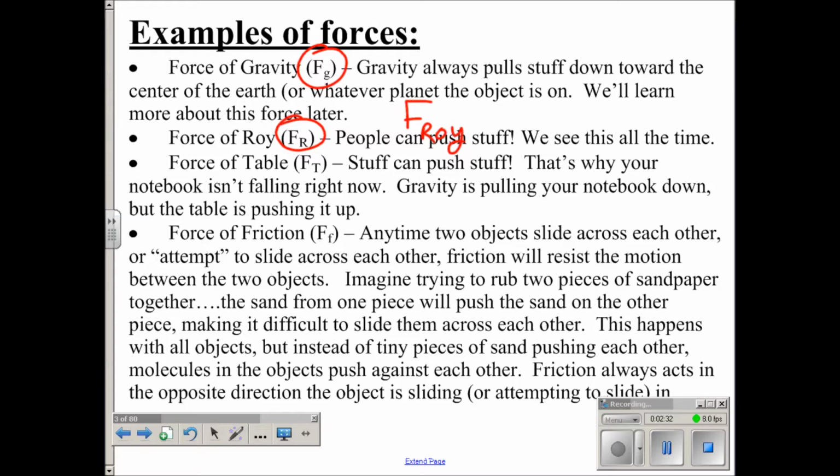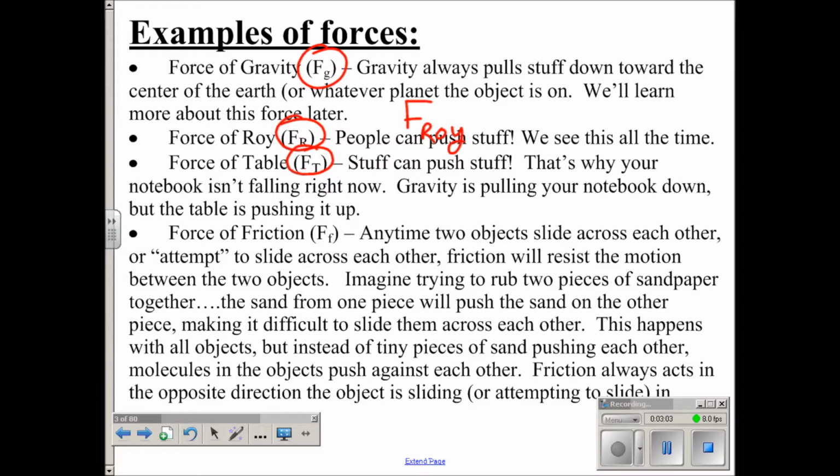This next example is a little bit weird. Stuff can push stuff. So you can have, for example, the force of the table. You presumably are sitting maybe at a desk right now watching this on your computer, and you've got a notebook, which you're hopefully taking notes in, and that notebook is not falling right now. The idea is it's sitting on the table. Gravity is pulling it down, so there's a force from gravity pulling the notebook down, but the table is pushing it up, preventing it from falling.